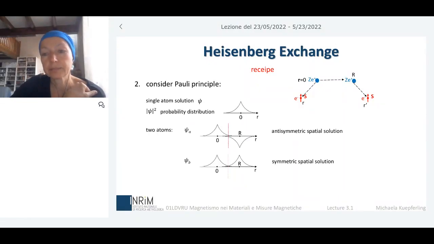Okay, Pauli principle, as I told you, in the antisymmetric spatial solution, we fill in parallel electrons, so a symmetric spin state, while in the symmetric spatial solution, we fill in antisymmetric spin states.